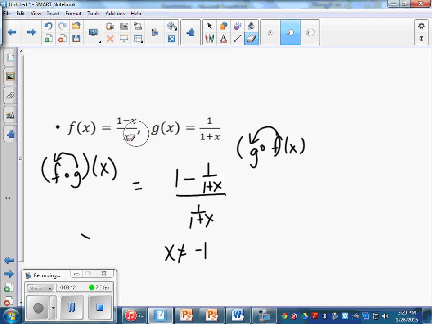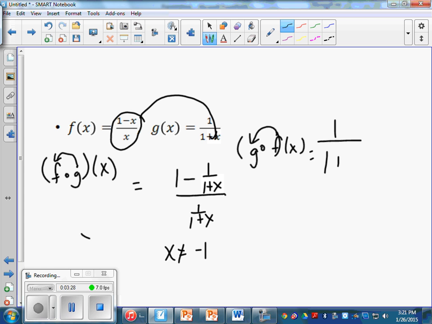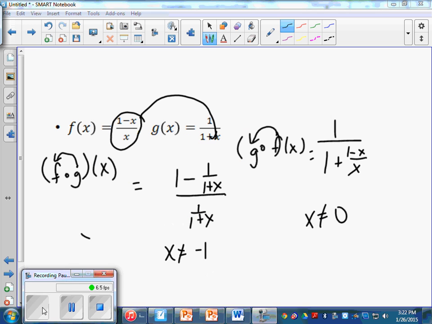So g of f means you're going to plug f into g. So I'm going to take this 1 minus x over x and put it over here where x was. So that becomes 1 over 1 plus 1 minus x over x. And in this case, you can leave it like that again. x cannot equal 0 because then you would be dividing by 0. Let's see if there's anything else that it can't be. All right, so that's the only thing: x cannot equal 0.